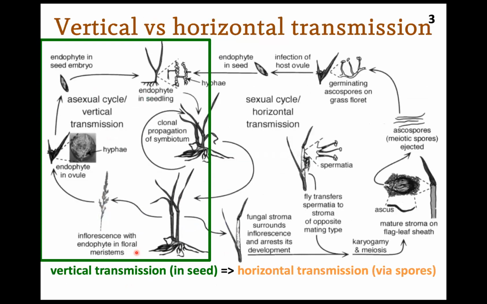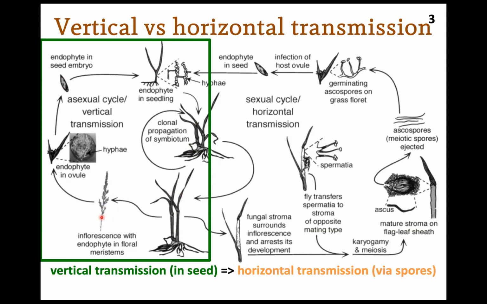So I go to slide number 3, and this is a bit of an aside, but just to describe what I mean by vertical versus horizontal transmission of endophytes. So vertical transmission is what I described, the asexual cycle. Let's start up here with a seed that has endophyte that's grown into it, and that seed will germinate, produce a grass, and that grass will have endophyte inside it. That grass can clonally propagate through tillering, but eventually the grass will go through the sexual cycle and it will produce grass flowers and eventually seeds.